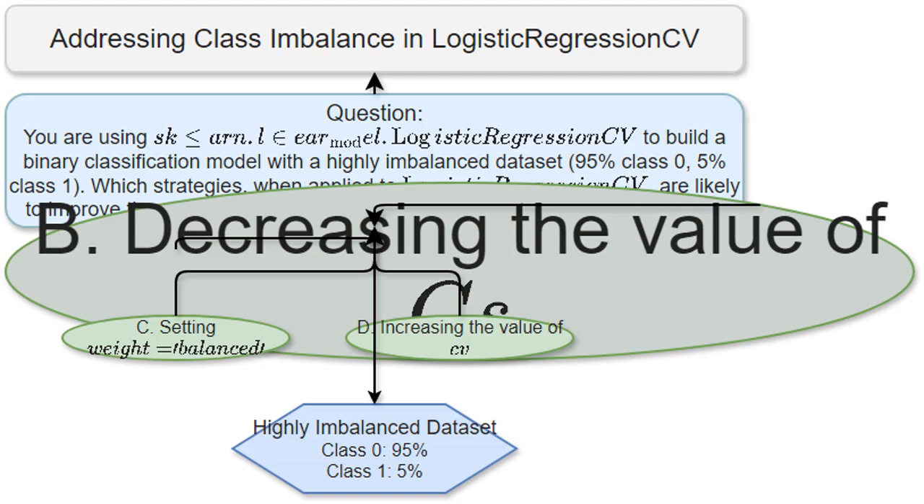Here, CV refers to the number of cross-validation folds. I'm essentially splitting my data into multiple parts and training my model on different subsets. By increasing CV, I obtain more reliable estimates of the model's performance. This helps ensure that I'm choosing the best settings, hyperparameters, for my model based on robust evaluation. Although it doesn't directly address the class imbalance, more reliable evaluation will indirectly aid model performance.